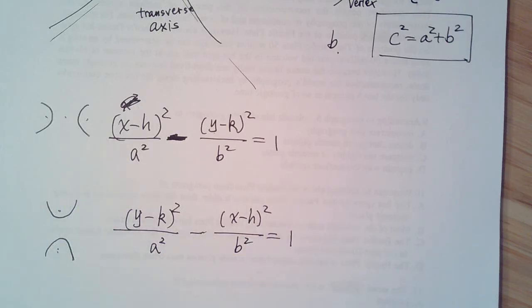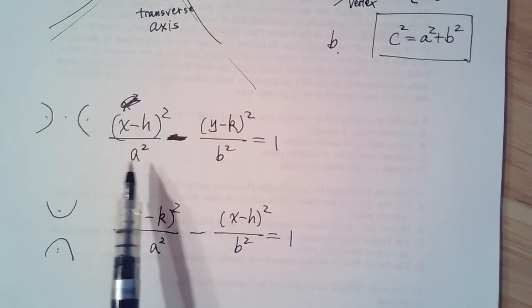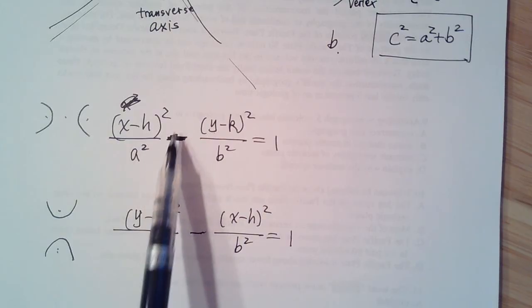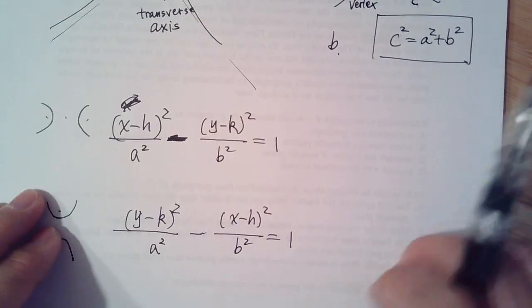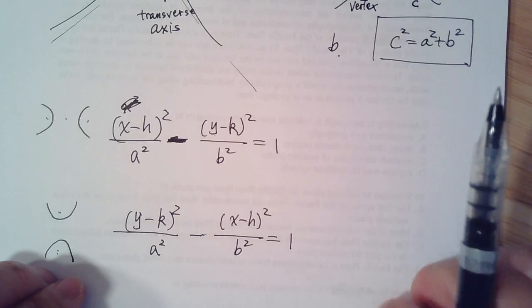Make sure your right side is 1. You see the difference between this and the equation of an ellipse. It's very easy to identify them because here they have opposite signs. The other one is plus. If it's a plus, we get an ellipse. If it's the opposite sign, then we get a hyperbola. All right. Now one more thing about this hyperbola is this.